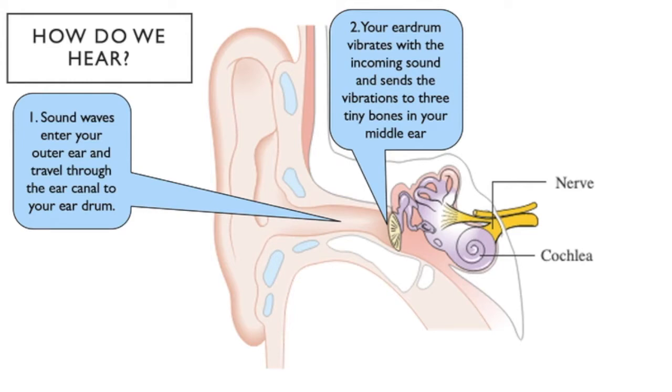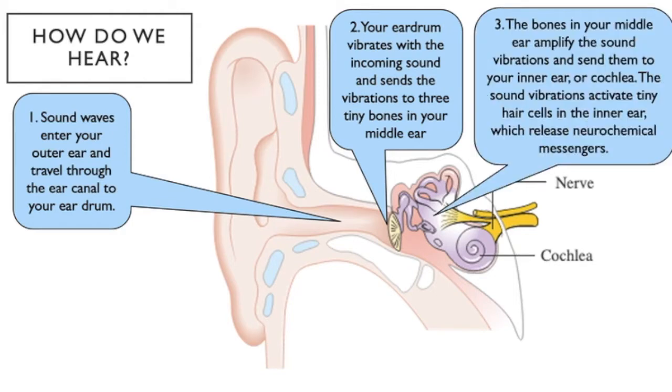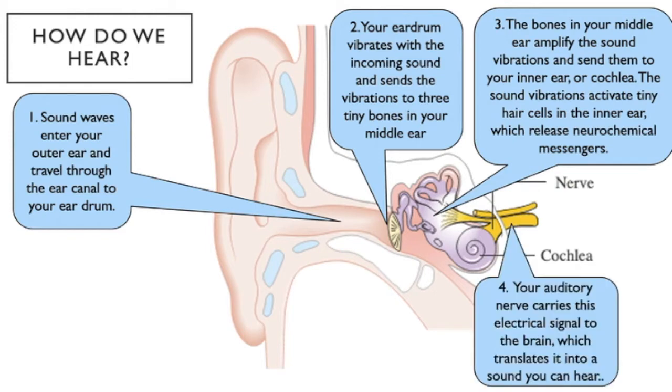The three tiny bones are the malleus, or the hammer, the incus, or anvil, and the stapes, or stirrup. The bones in your middle ear amplify the sound vibrations and send them to your inner ear, or cochlea. The sound vibrations activate tiny hair cells in the inner ear, which release neurochemical messengers. Your auditory nerve carries this electrical signal to the brain, which translates it into the sounds you can hear.